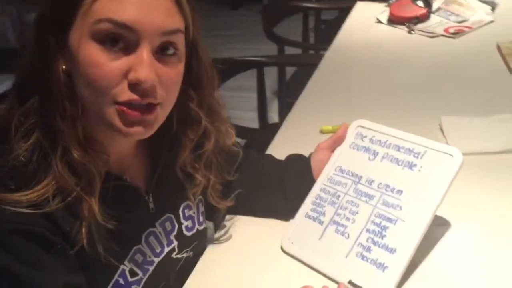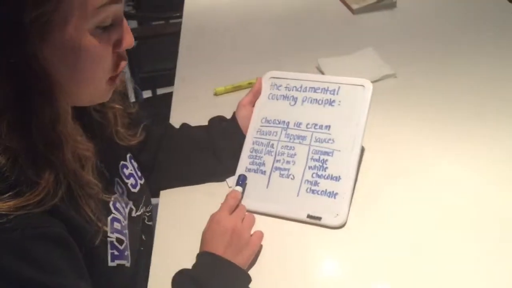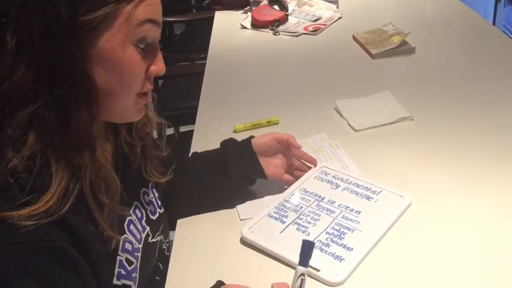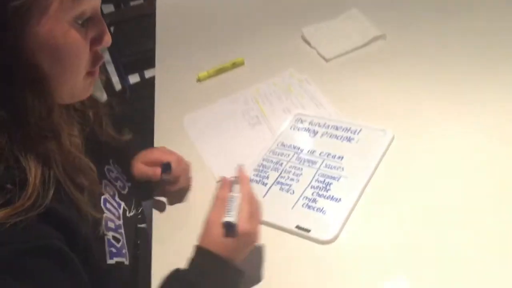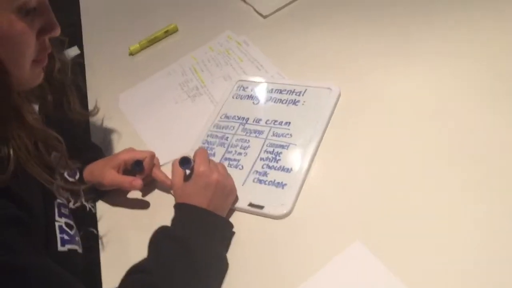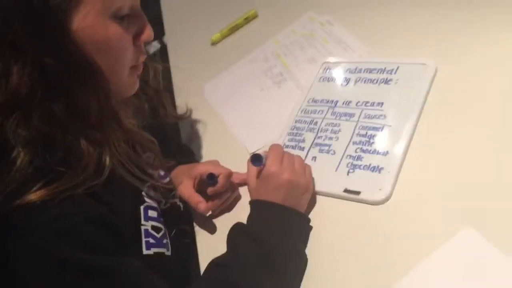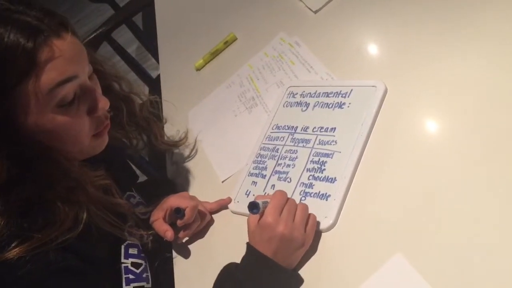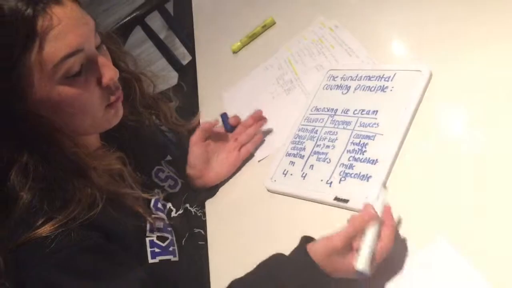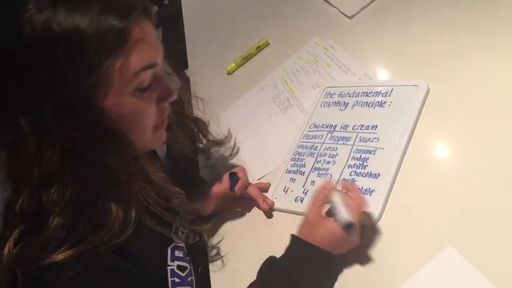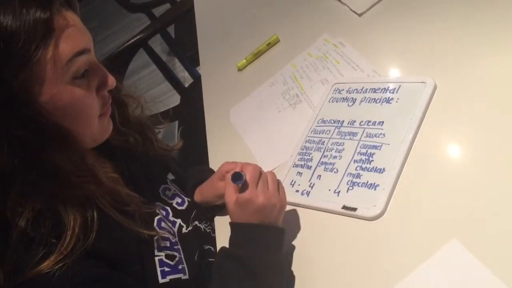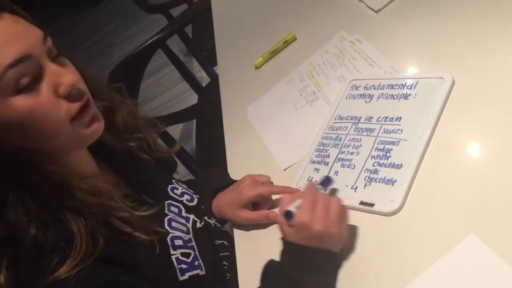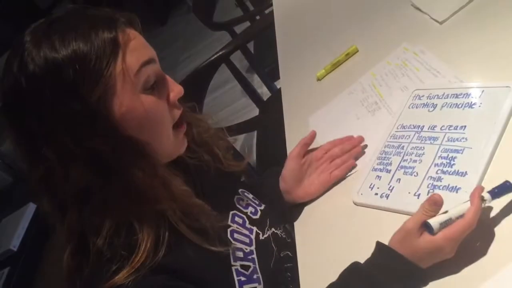So when you're choosing ice cream, you have many different toppings, flavors, and sauces. What I'm going to do is multiply these times each other. So I have 4 different flavors, so we multiply 4 times 4 times 4. Or you can just say 4 cubed, which gives you 64. So for this answer, the fundamental counting principle will be 64, because there are 64 different options of ice cream you can choose from.